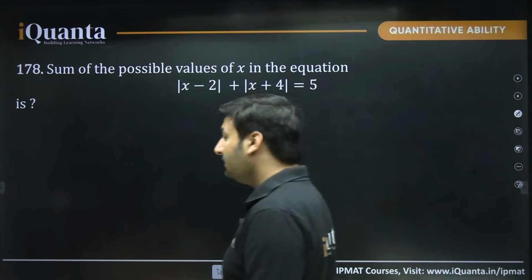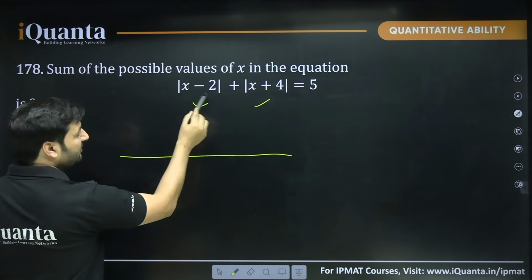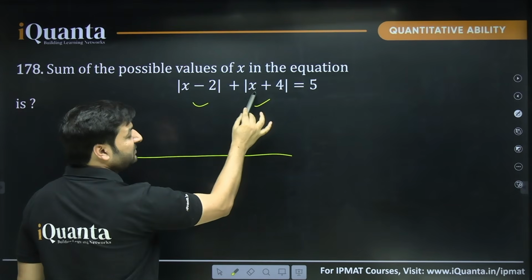So this is a very easy peasy question for you now. This is a modulus question. Okay, 2 moduluses are being added. This simply means the distance between 2 and x. This means the distance between x and minus 4.